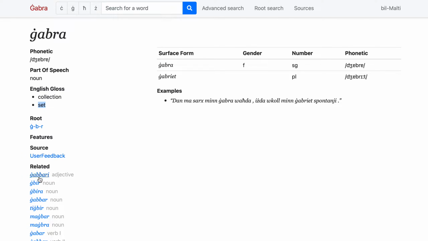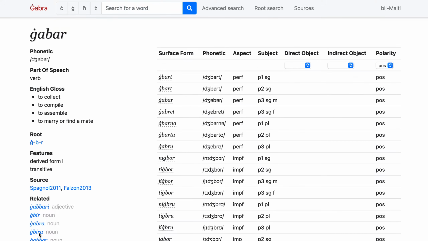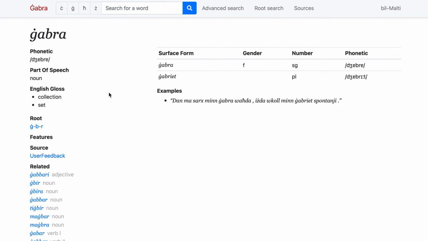There are some related words here, Ġabari, Ġbir, Ġbira, Ġabar, and that's adjectives, nouns, and verbs, which you can also see here. These are related to Ġabra, these are related to collection or set. If we would go to here, Ġabar, then, well, it's to collect. It's the verb to collect. But we're going to go back to our Ġabra.